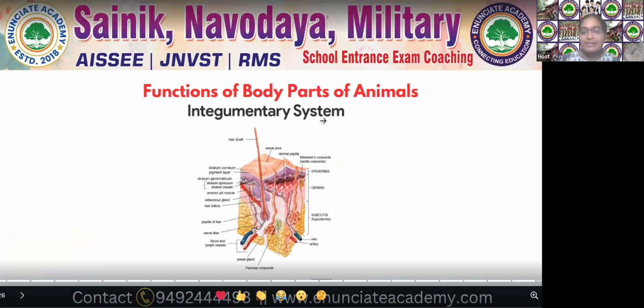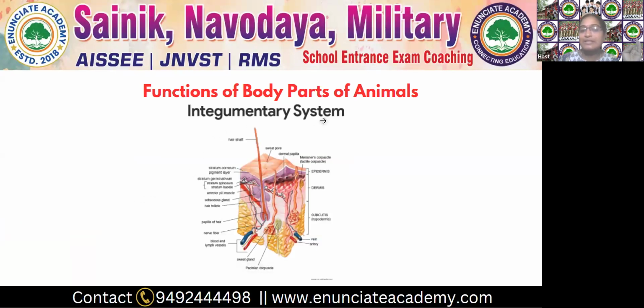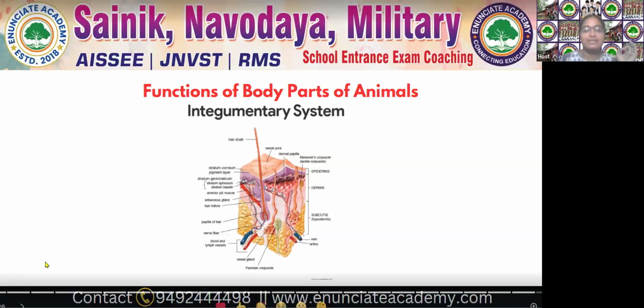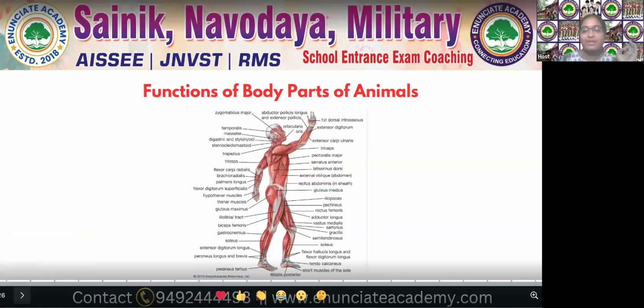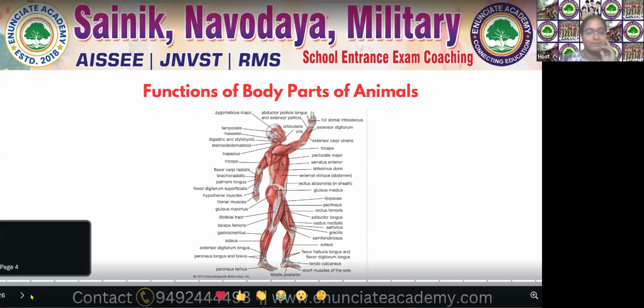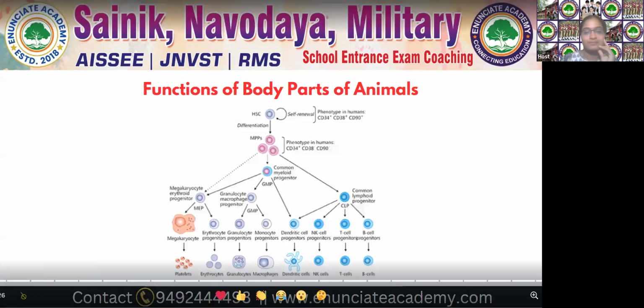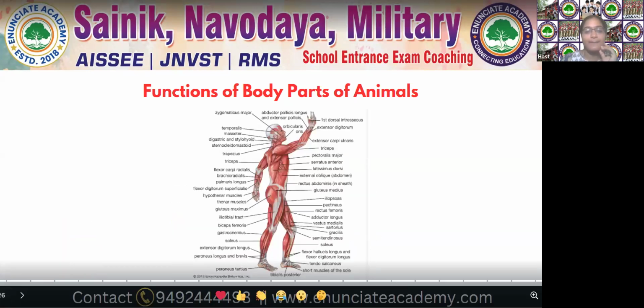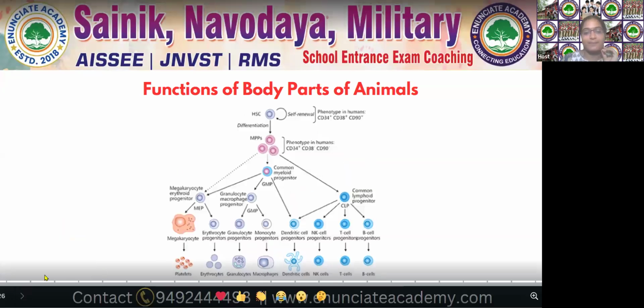This is the integumentary system. What are the body parts in the integumentary system? Skin, hair and nails. And these are the bones. This is the muscular system, the skeletal and muscular system. These are the bones and the muscles in our body. And this is the production of blood, also known as the lymphatic system.